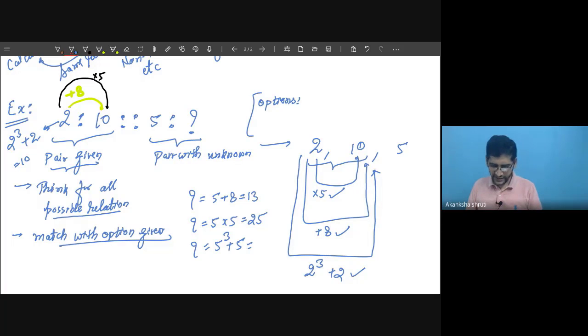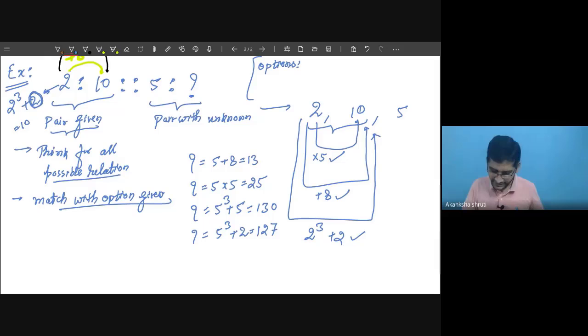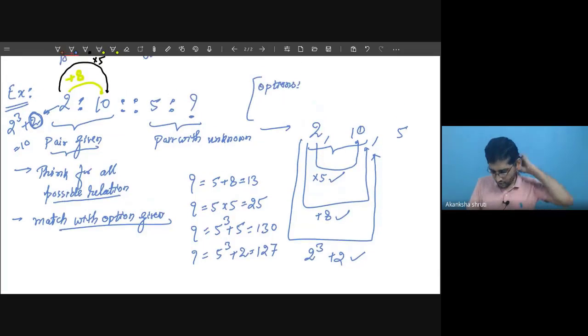Similarly, for reaching the unknown, it could be 5 cube plus 5. 5 cube is 25 into 5, 125, and plus 5 is 130. This is the possibility. It may be possible that this 2 need not be fixed, or this 2 may be the fixed one. Rather than taking the number 2 itself, maybe it is 5 cube plus 2. Say this 2 is now taken as the fixed one in the given pair. Then it is 127. So these are the various possibilities, student, and among these only one will be given to you.